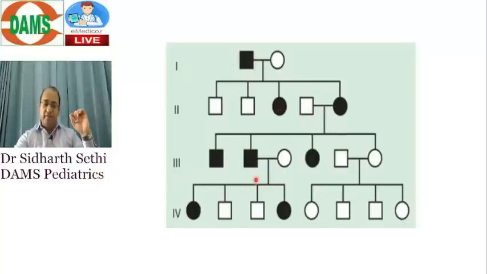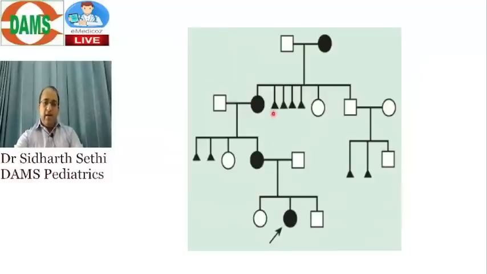Look at any affected father. That's how we identify. An affected father gives the disease to all daughters and none of his sons. There is no father to son transmission. Okay, and Rett syndrome is lethal in male fetuses, so only females survive.